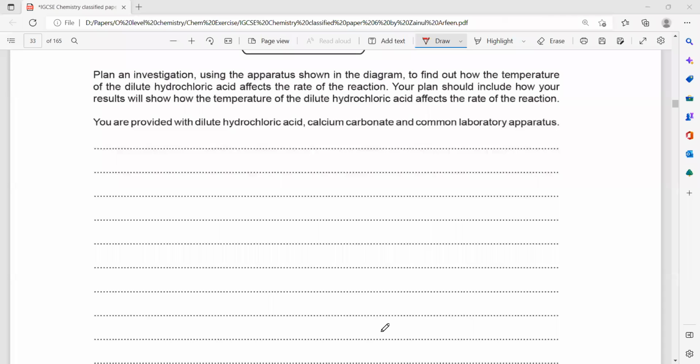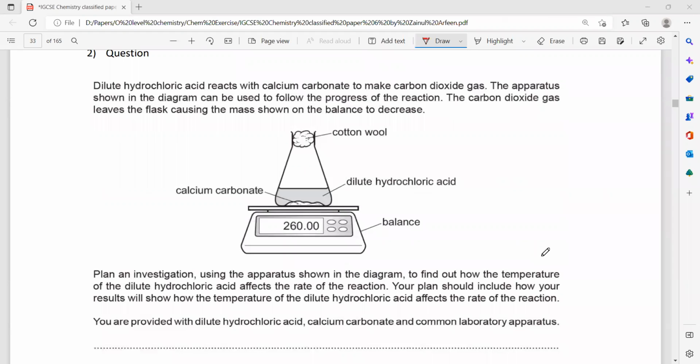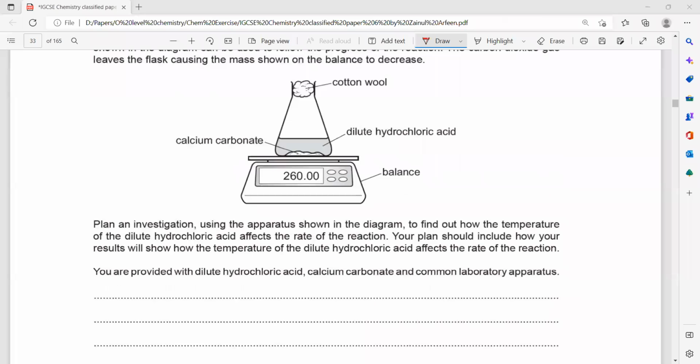So how can we plan this experiment? What should we do? This is a 6-mark question, usually the last question from paper 6, which is about the planning experiment. So how can it be done? We want to work out how temperature can affect the rate, or the speed, of a reaction.